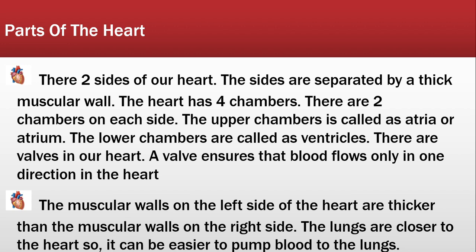The muscular walls on the left side of the heart are thicker than the muscular walls on the right side. The lungs are closer to the heart, so it is easier to pump blood to the lungs. So there are four chambers, you all know about that. Atrium and ventricles, and we say right ventricle, left ventricle. So upper right atrium and upper left atrium. A valve is used to make the blood flow in one direction, and the heart is close to the lungs because it is easier to pump blood to the lungs.